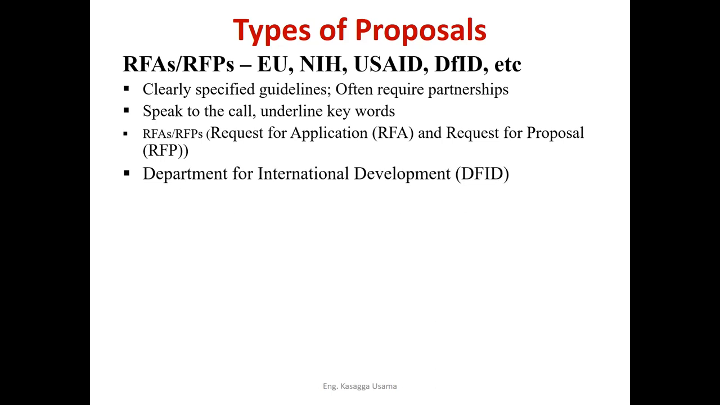Department for International Development here in Uganda, they fund a lot for humanities. They do projects for humanities, for health, for social work. These are NGOs which have come on board. So there are a lot of grants which they give out to the communities to help the communities develop. You can follow their guidelines and then come up with a suitable proposal at the end.